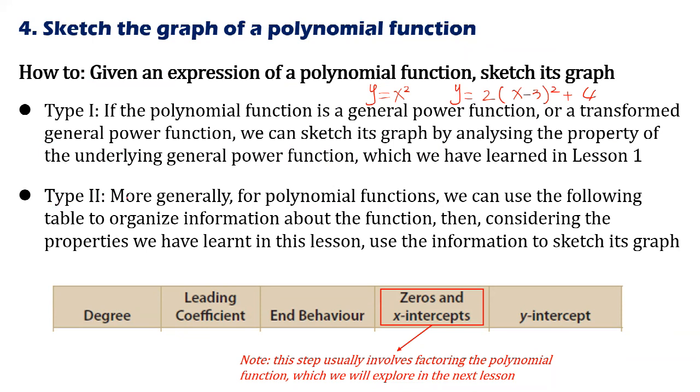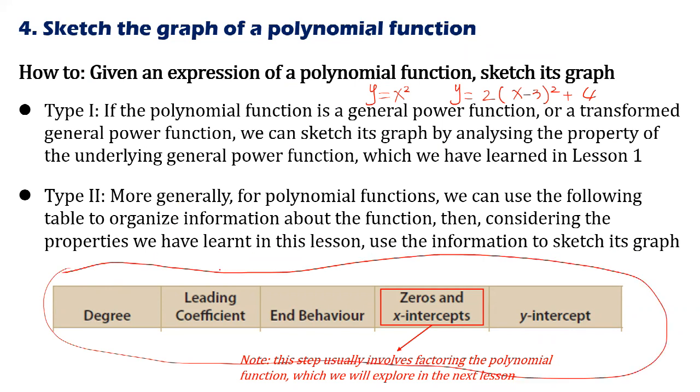And for the other type, more generally, for more general polynomial functions, we can use the following table to organize information about the function. And then, considering the properties we have learned in this lesson, use the information to sketch its graph, right? So first of all, for a given expression of the polynomial function, we need to gather this information. And based on this information, we can sketch its graph, right?